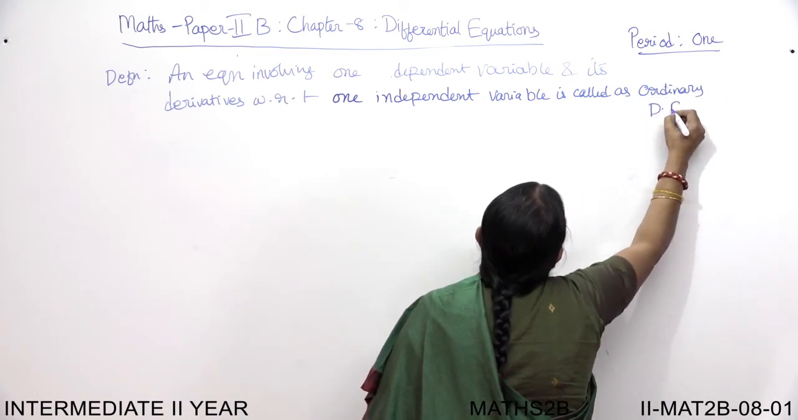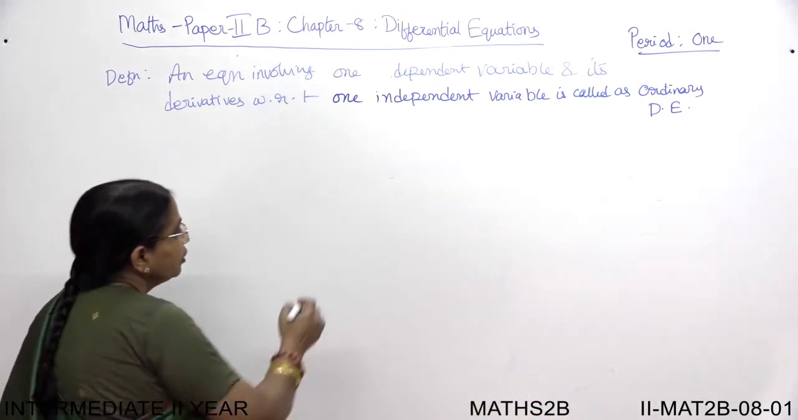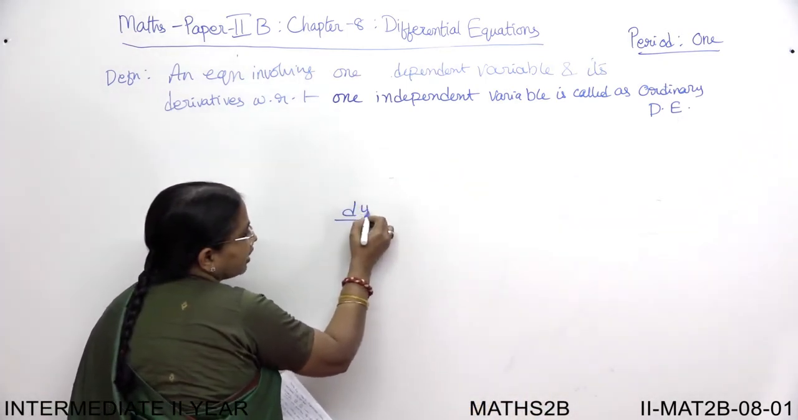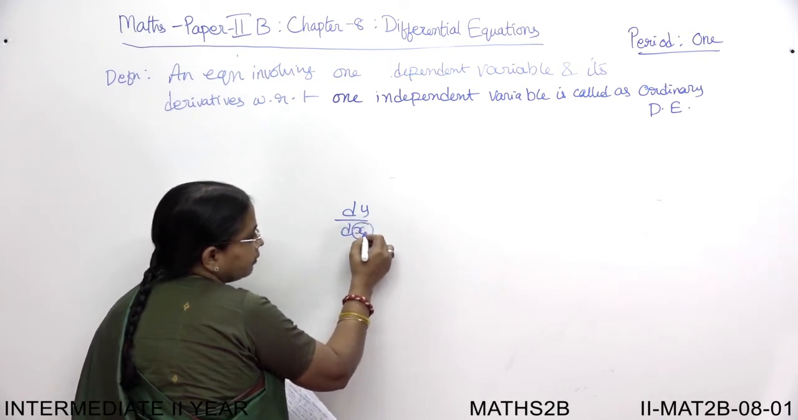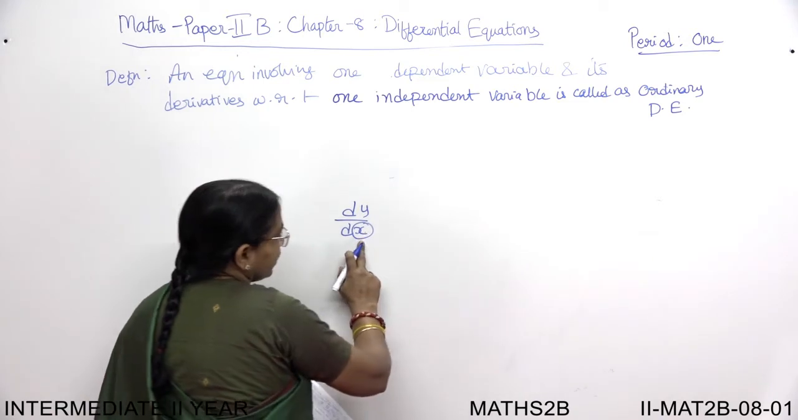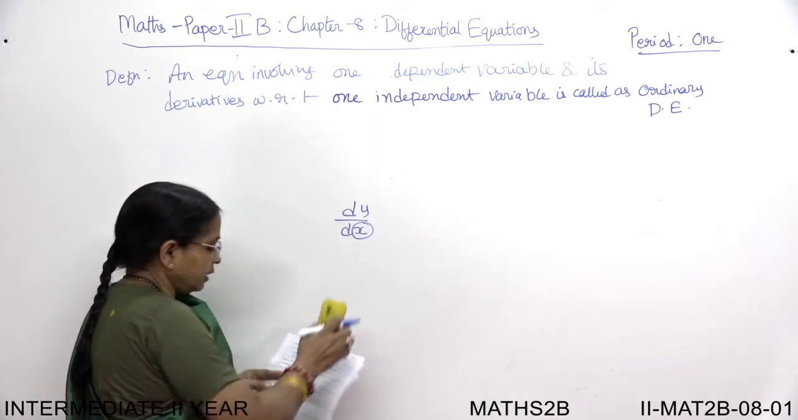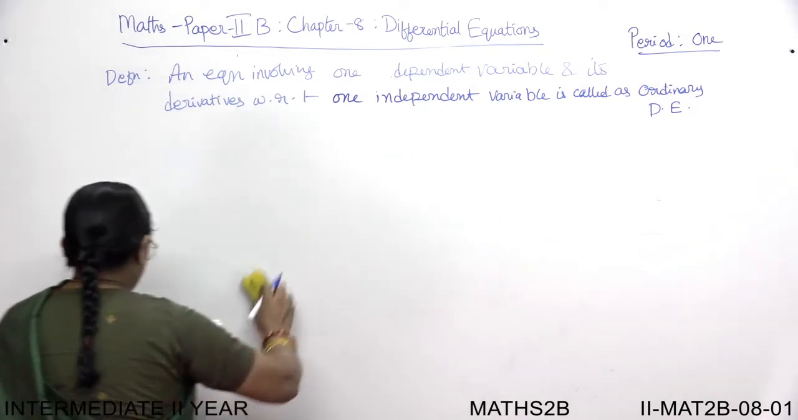I'll write it as capital D, capital E. It means differential equation. You have seen dy by dx, which means x is the independent variable. So it has derivatives with respect to one independent variable and involves one dependent variable. y is the dependent variable.